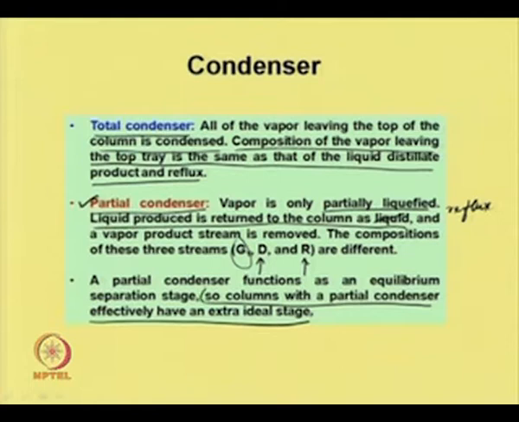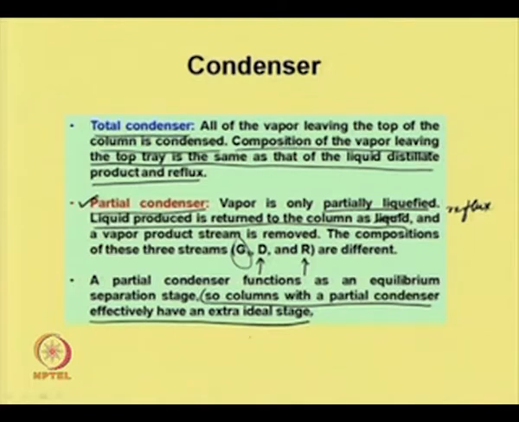So, this is very important. When we use the total condenser, then all the vapor is condensed, the product cut is also liquid and will have the same composition, and the returned liquid also has the same composition as the reflux. So, in case of a total condenser, it will not be considered as a stage in the number of stages required. When we use the partial condenser, then since the reflux drum will act as an equilibrium stage, one extra ideal stage should be considered.